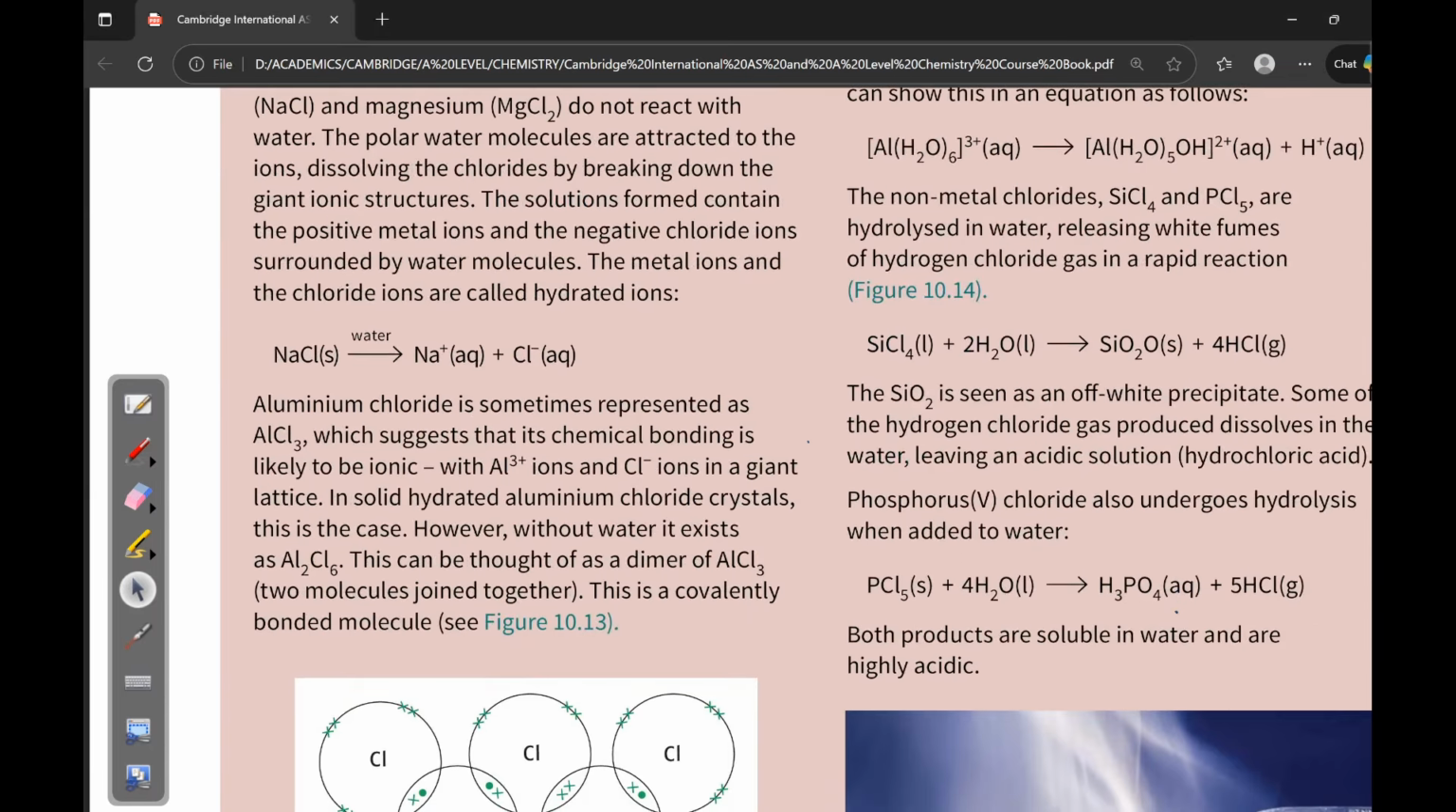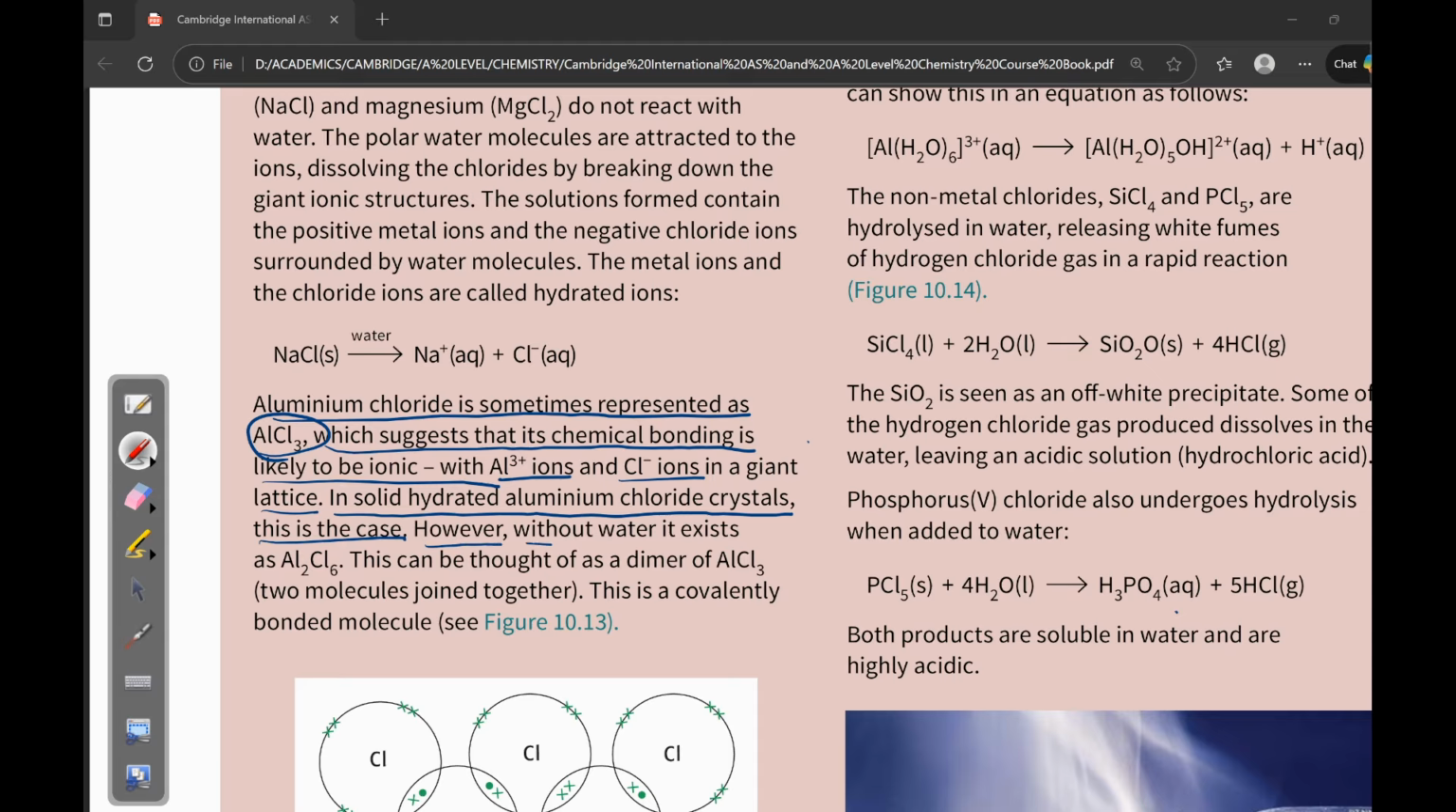You see that? Then aluminium chloride is sometimes represented as this, which suggests that its chemical bonding is likely to be ionic, because this is a metal reacting with a non-metal, not so? So we have aluminium ions and chloride ions in the giant lattice. In solid hydrated aluminium chloride crystals, this is the case. However, without water, it exists as a dimer. This can be thought of as a dimer of aluminium chloride.